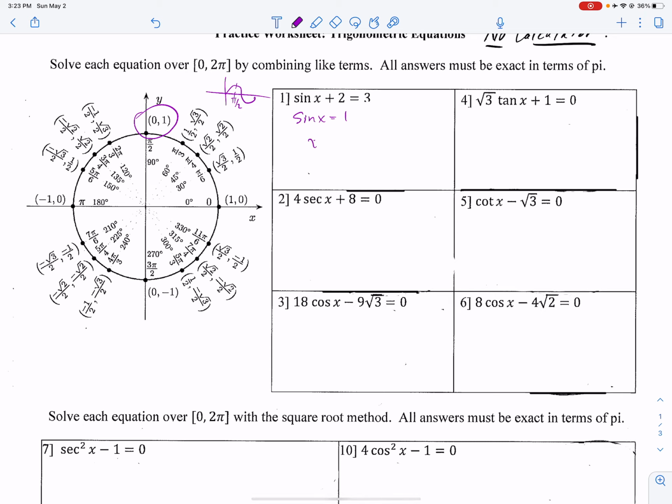And so your solutions from 0 to 2 pi. Now, note this includes 2 pi, unlike the first worksheet that I did like this. But in this one, your answer is, what is that angle? It is pi halves.